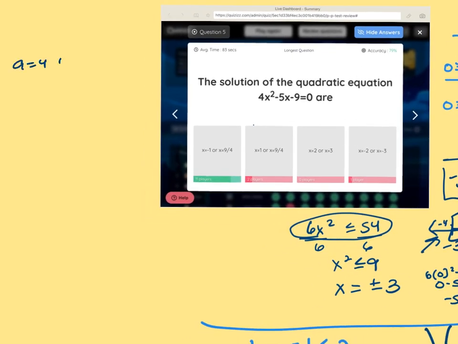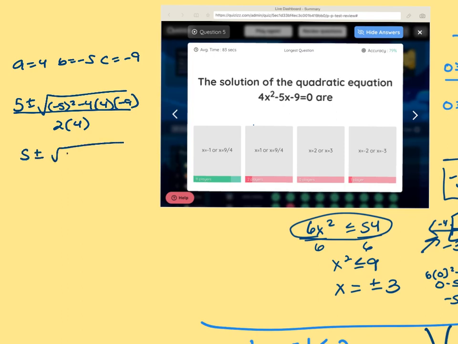A is 4, B is negative 5, and C is negative 9. So negative B plus and minus the square root of B squared minus 4 times A times C, all over 2 times A. 5 plus and minus the square root of 25 minus 16 times 9, 144. And that's actually a negative and a negative, so it's plus 144 over 8. 5 plus and minus the square root of 169 over 8 is 13, so 5 plus and minus 13 over 8.